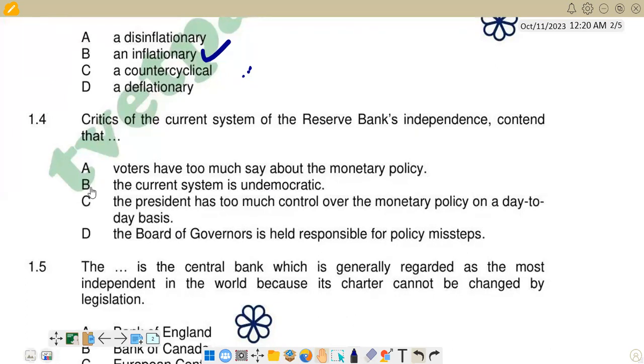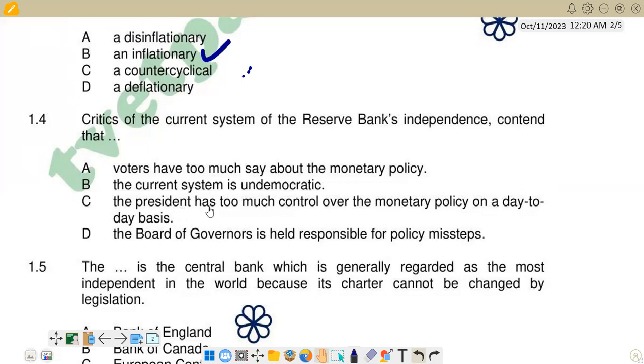If you go to the first one, it's saying voters have too much say about the monetary policy, which is not true. Then we go to the second one. The current system is undemocratic, which can be true according to the current economic system that we have when we are considering the Reserve Bank. So we might leave B and see if we have a more appropriate answer beneath that.